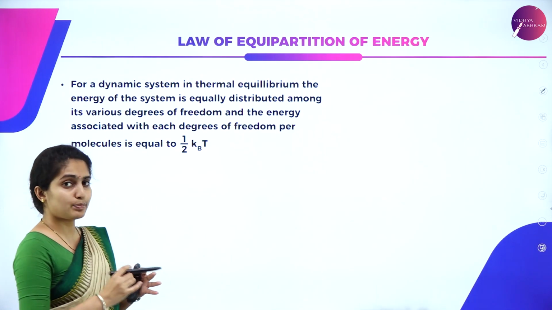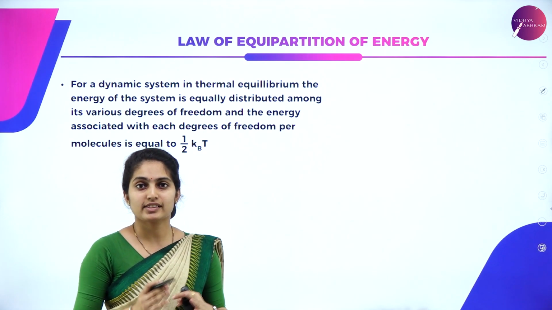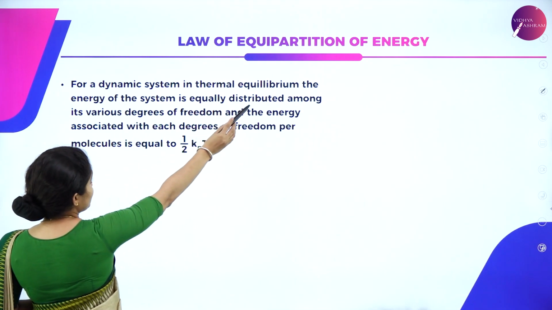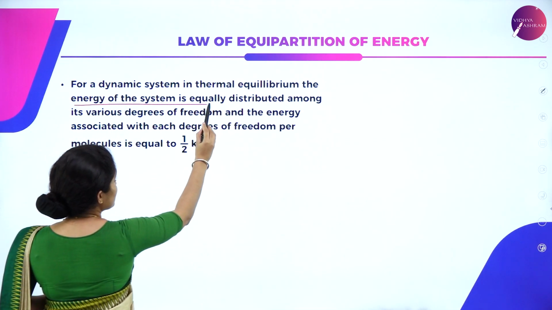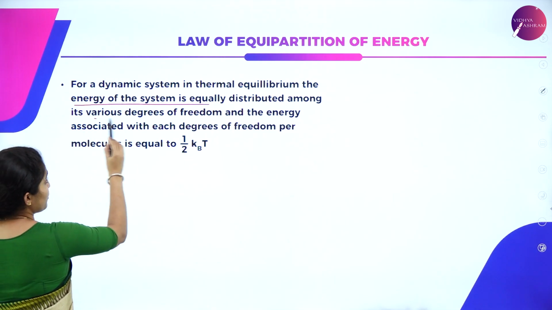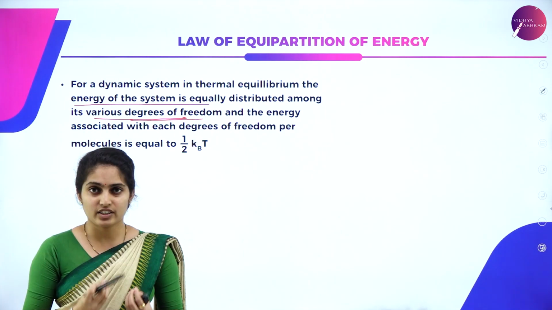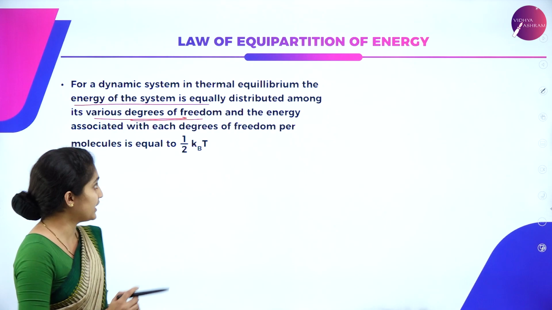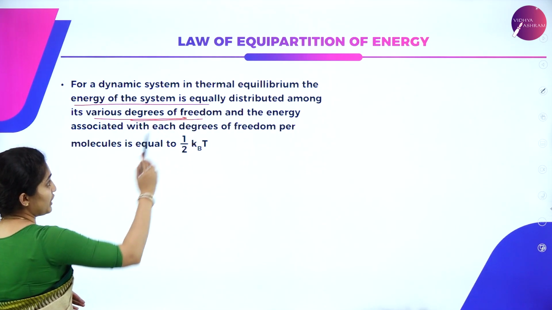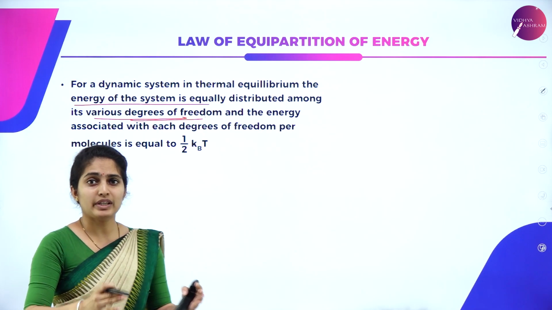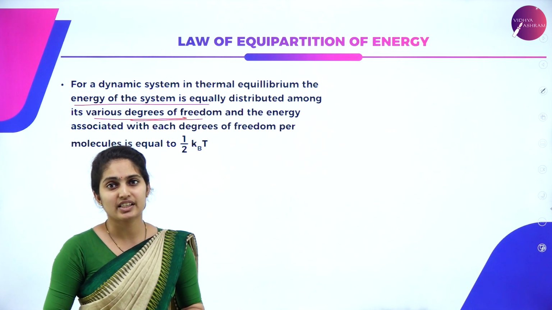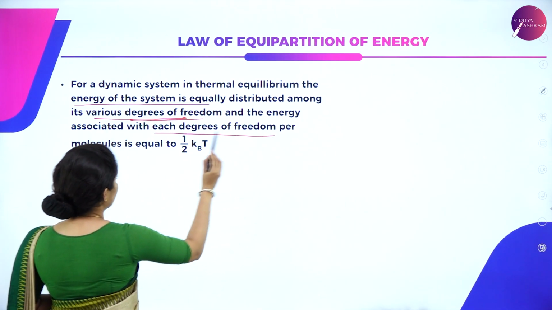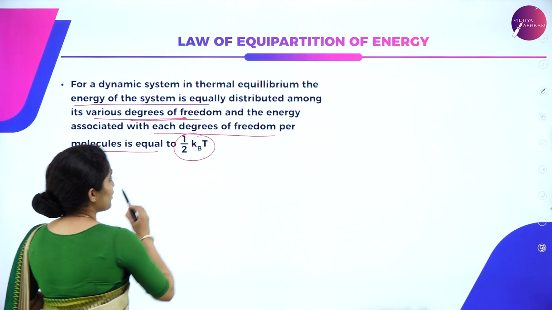Now, with respect to these degrees of freedom, we have something called the law of equipartition of energy. For a dynamic system which is in equilibrium, the energy of the system is equally distributed among the degrees of freedom of a molecule. The energy is equally partitioned among the degrees of freedom, and this is called the law of equipartition of energy. Each degree of freedom per molecule has energy equal to half kBT.